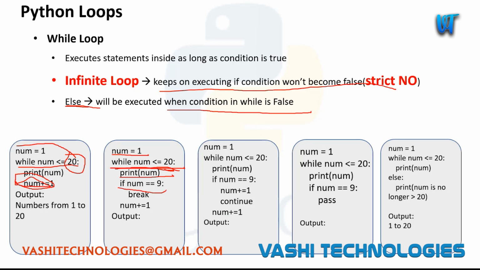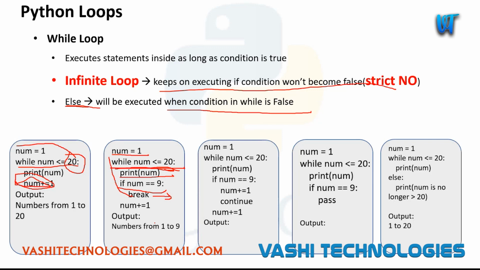So if you see this condition here, within the while loop, if number is equal to 9, we are just breaking the loop. As soon as number becomes 9, we are breaking the while loop and coming out of it. So in this case, the output will be the numbers from 1 to 9.